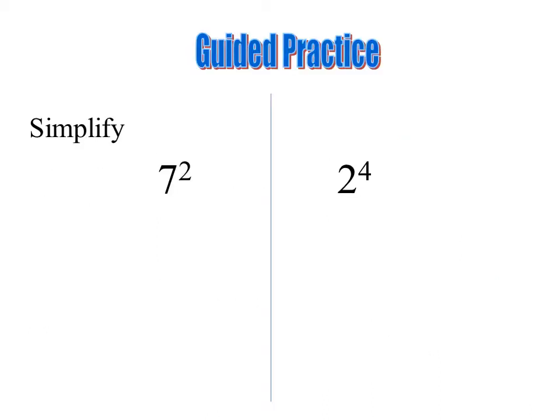So let's try a few. If I was to simplify 7 squared, that's 7 times 7. And 7 times 7 is 49. 2 to the fourth power tells me 2 times 2 times 2 times 2. And 2 to the fourth power is 16.